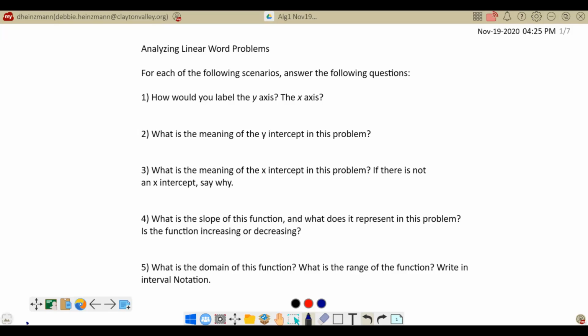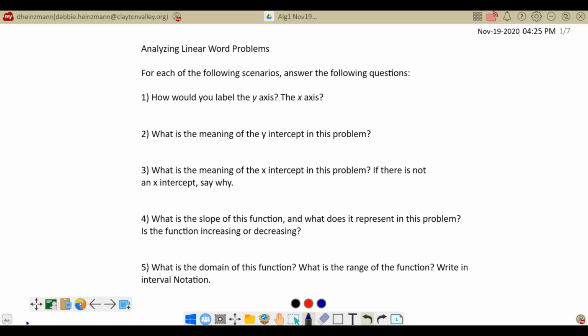Okay, in this third video of 3, we are going to analyze a linear word problem that is presented to us as a table. Remember, we've already done one where we had our scenario and then the information was presented to us in the form of an equation, and we did a problem with a table of values. So now we're going to do one as a table.